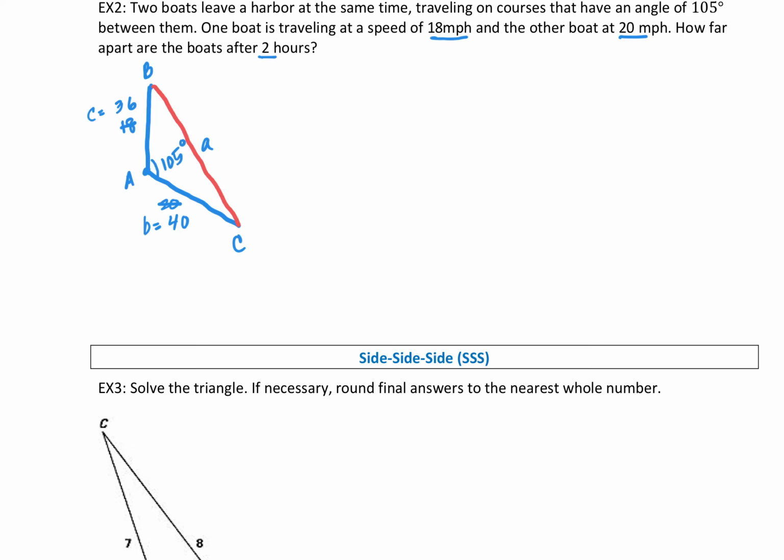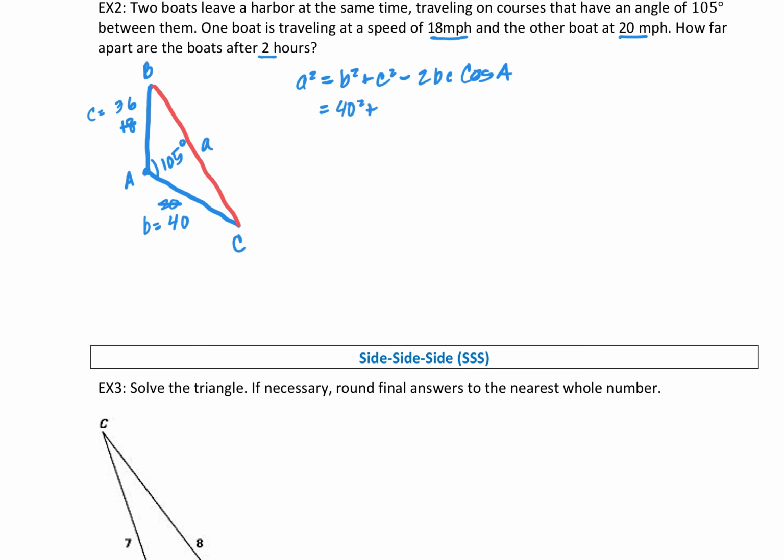and that's important because then I know that I have to use a squared equals b squared plus c squared minus 2bc cosine of A. Putting in all the values, remember b was 40, so this is going to be 40 squared.